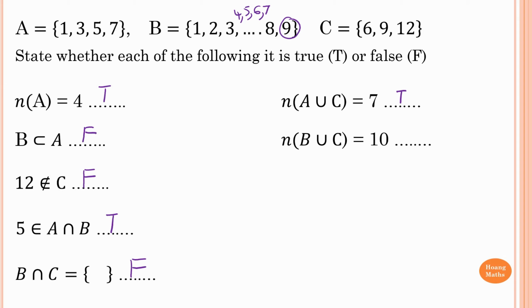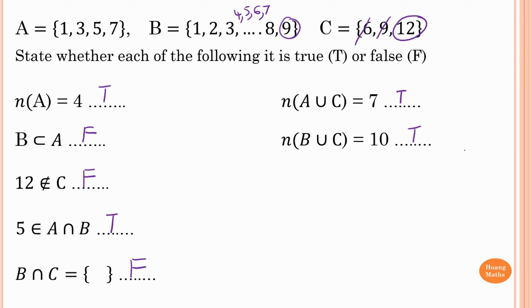And next one, the number of elements in B or C. So now B is ranging from 1 to 9. So therefore, these are common. So we're not going to count twice. Because remember, when you write out, you cannot write the elements twice. So we have 1 to 9 and we add 12 there. So which is 10. So which is correct. So 10 elements in B or C. So the answer is true.